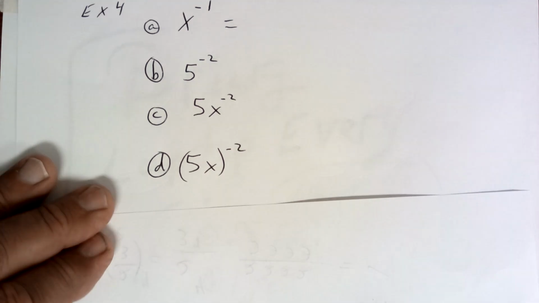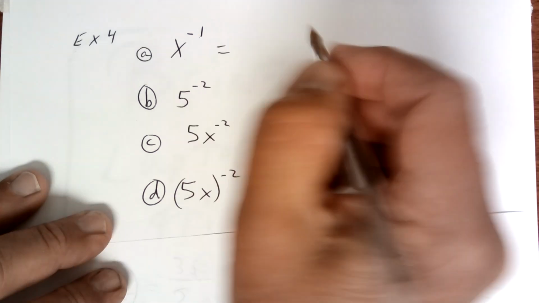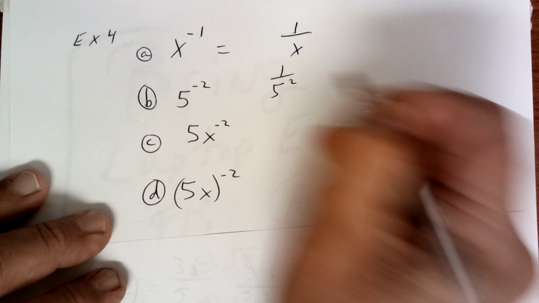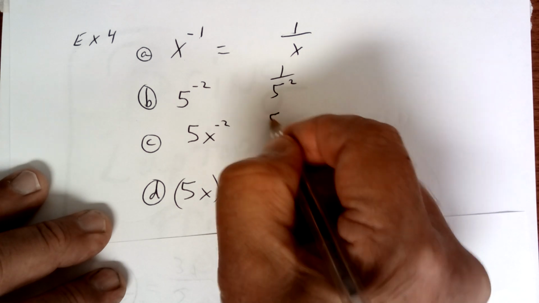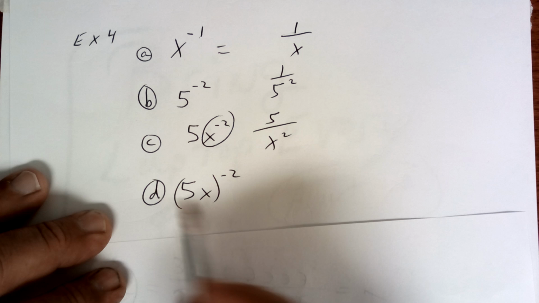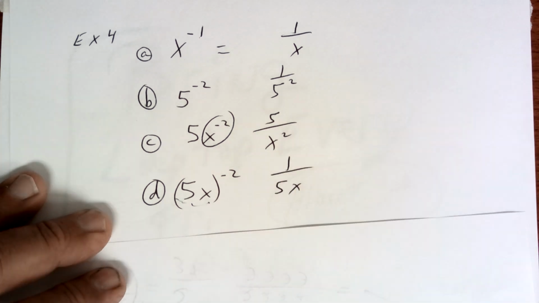Okay, everything, copy that down. These are negatives, so you're going to drop it down. This becomes 1 over 5 to the second power. This becomes 5 over x to the second power because only the x's drop down. This one, both of them are dropped down because they're in parentheses. And that's how you work those.